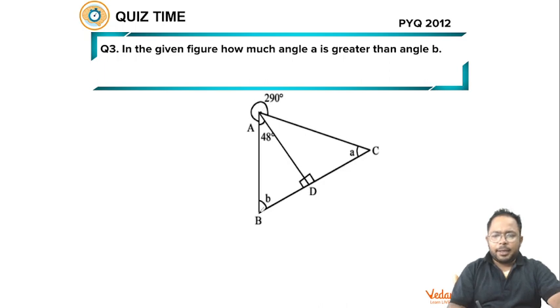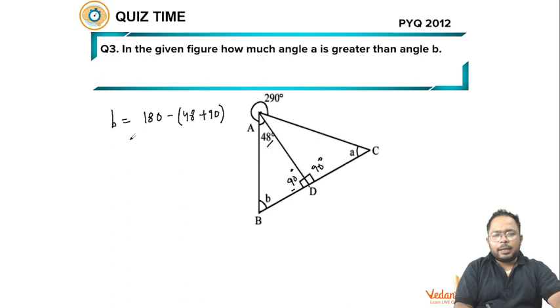A, B and D, this is 90 degree. This is also 90 degree. Now 48 we know, 90 we know, B we have to find. That's very simple. We can get B equal to 180 minus the sum of these two angles. That gives us 180 minus 138 degree, so 10 minus 8 is 2, 7 minus 3 is 4. 42 degree is the B value.